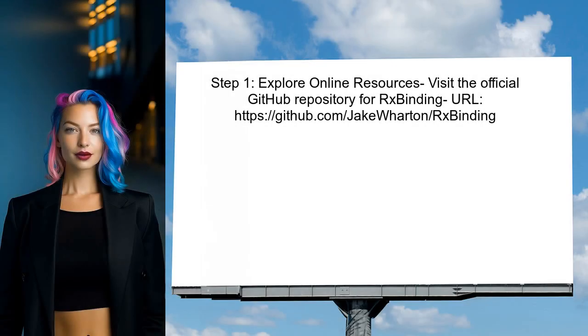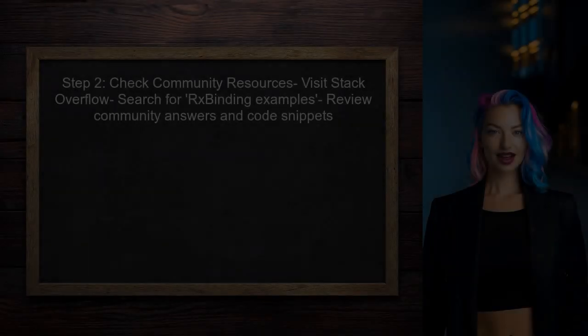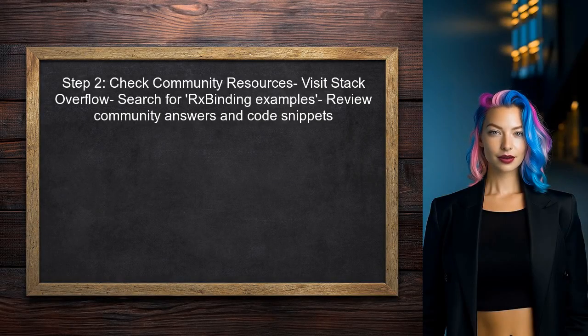To begin addressing the user's request for RxBinding documentation, we will first explore the available resources online. The user can start by visiting the official GitHub repository for RxBinding. Next, the user should look for community-driven resources. Websites like Stack Overflow often have discussions and examples that can be very helpful for beginners.